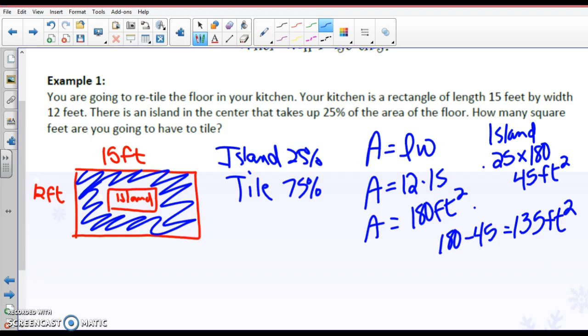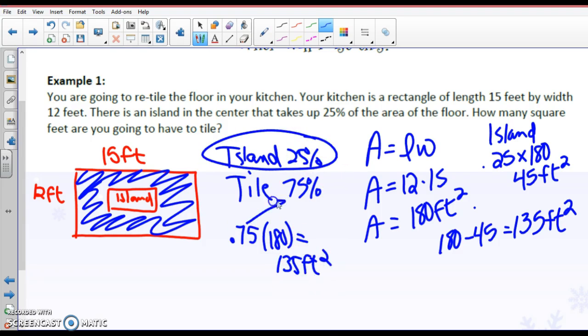That's not how I would do it. I would do what, Sydney? Yeah, I would skip right to the 0.75 times 180, which will give me 135 square feet. Because if the island takes up 25, then the tile takes up 75. I want to find the tile, so just do 0.75 times 180. That's the same exact idea as discount.